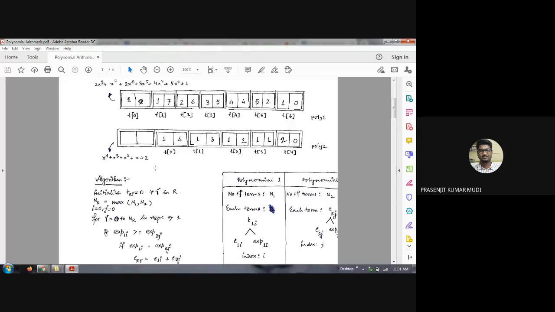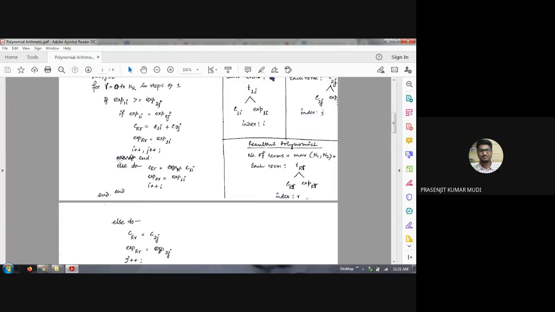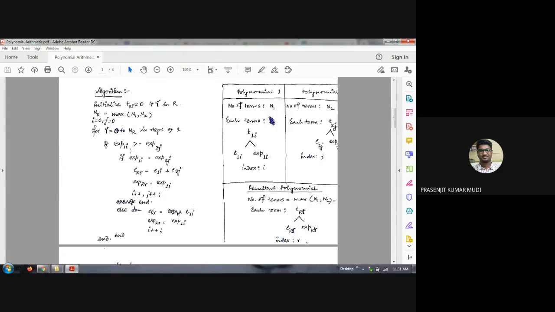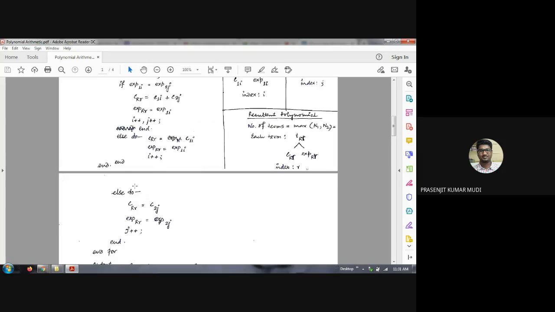See, else part, this else corresponds to this outer if. So this else is activated only when exp1i is less than exp2j. So do we have any other situation like this? Yes, when 5x square and this x cube will be compared, this exponent is 2 and this exponent is 3. So 2 is less than 3. So this comes under the else part.